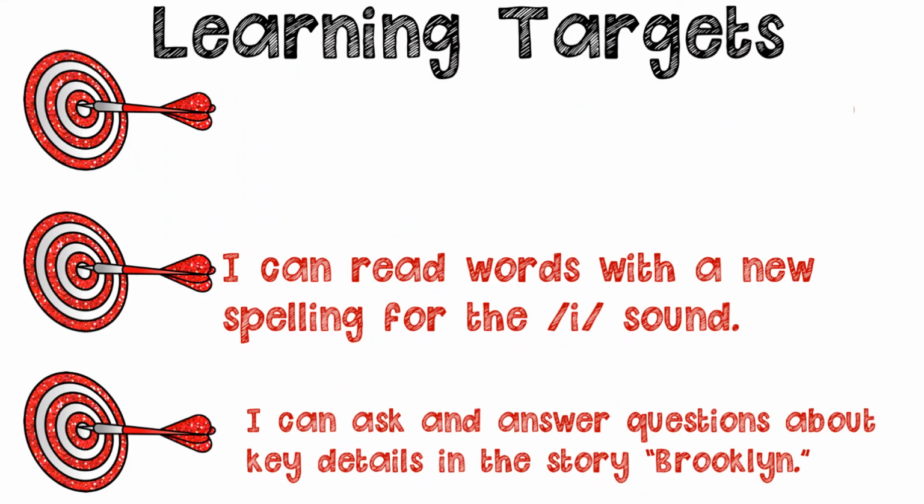Now let's go back and restate our learning targets one more time. I can read words with a new spelling for the I sound. So we looked at that Y in the middle of the word saying I. And we asked and answered questions about the key details in the story, Brooklyn.